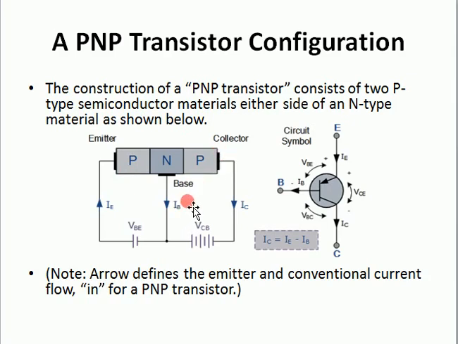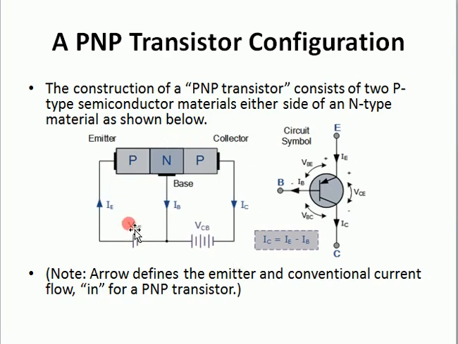The base is actually negative, so the emitter is positive. Here the emitter is positive as well as the collector is positive, but the emitter is more positive than the collector. Why so? Because it is giving all the charges that are supplied to this circuit. And here you see the emitter base junction, that is VBE. This is forward biased, and here the collector base junction, that is VCB, is reverse biased.